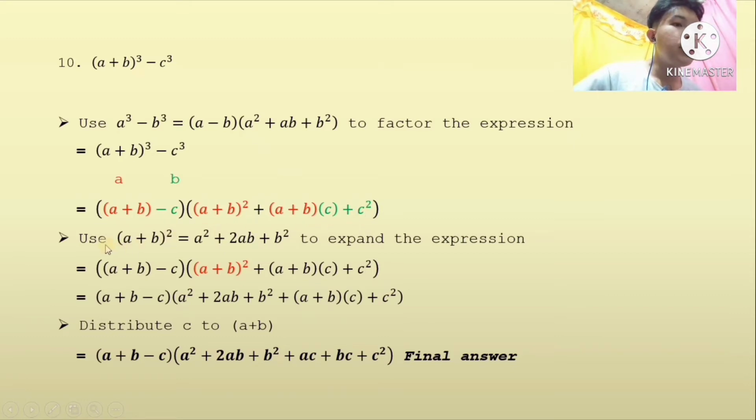So use a plus b squared equals a squared plus 2ab plus b squared to expand the expression. So it will become a plus b minus c times a squared plus 2ab plus b squared plus a plus b times c plus c squared. So distribute c to a and b, so multiply c to a and multiply to b, so it will become a plus b minus c times a squared plus 2ab plus b squared plus ac plus bc plus c squared. So this is our final answer.